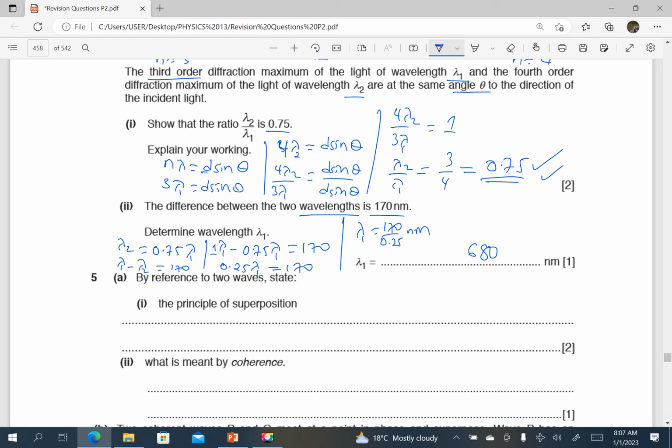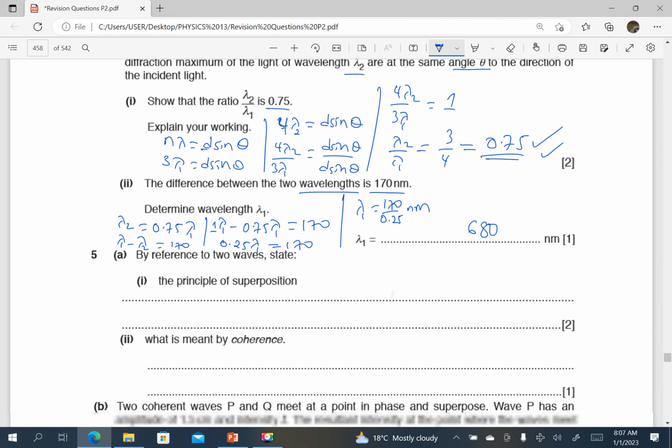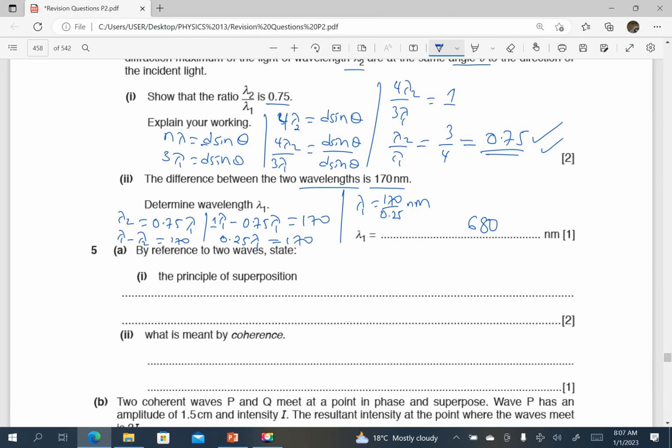Sorry for the break, I have some flu. By reference to two waves, state the principle of superposition. We have indirectly stated the principle of superposition, and I think by now you should have an idea about it. In the previous question, where we added the displacements, we added the amplitudes, actually, we added displacements. So the principle of superposition tells us that when two waves interfere or overlap, and we want to find the resultant displacement, we just sum up the individual displacements.